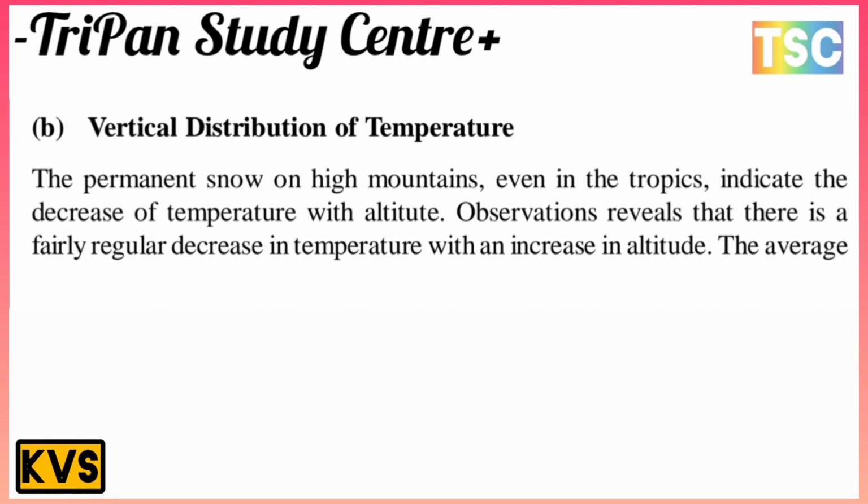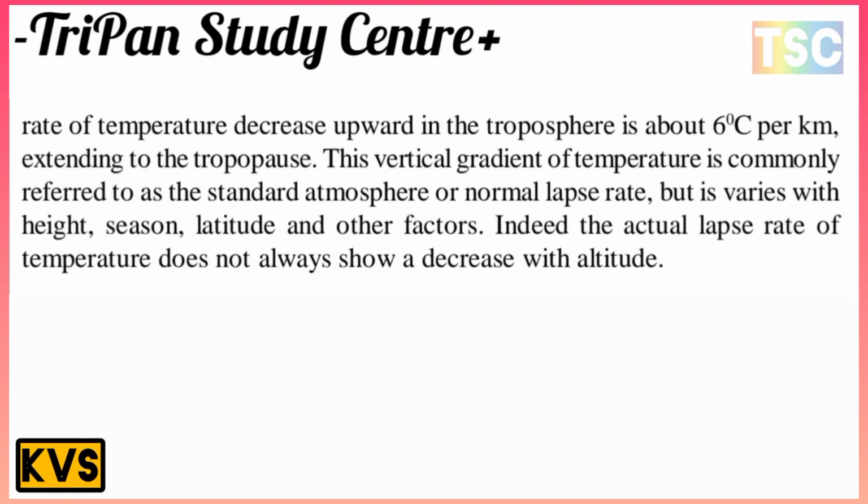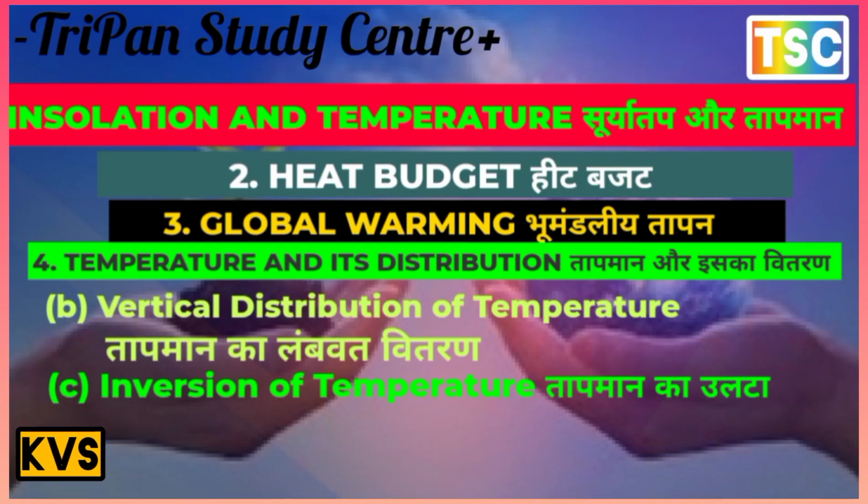The average rate of temperature decrease upward in the troposphere is about 6 Celsius per kilometer. This vertical gradient of temperature is commonly referred to as the standard atmosphere or normal lapse rate, but it varies with height, season, altitude and other factors. The decrease with altitude is important here. And the next topic is the inversion of temperature.